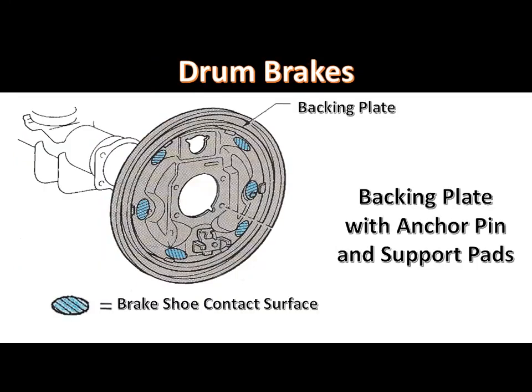Drum brakes are either servo type or leading trailing. In a servo type, the brake shoe return springs hold the shoes against the anchor pin mounted in the top of the backing plate. An adjustment mechanism is located between the lower ends of the brake shoes, but the lower ends of the brake shoes are not connected to the backing plate. The edges of the brake shoes contact the support pads on the backing plate.